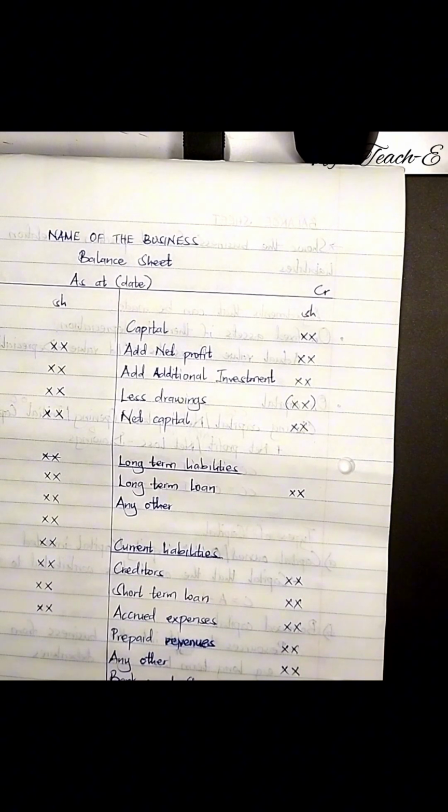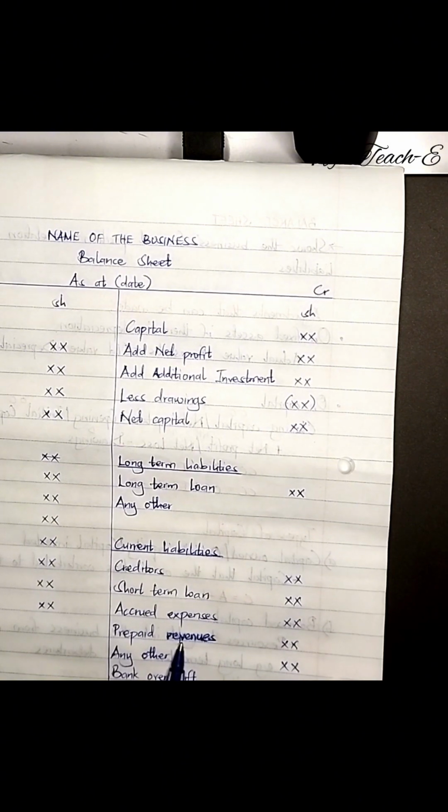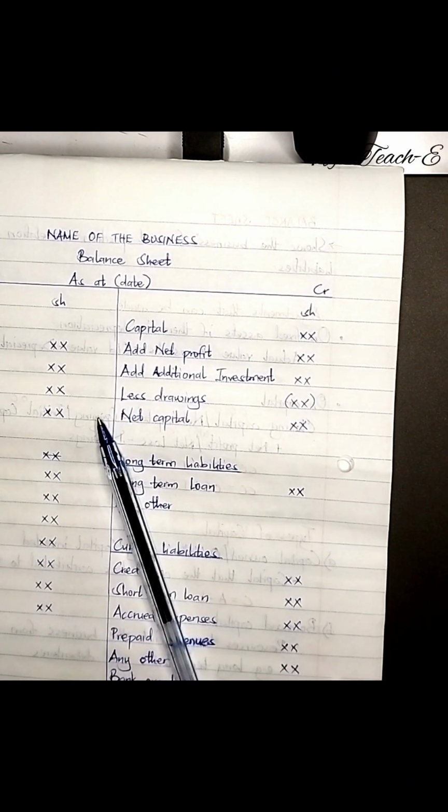What is a prepaid revenue? A prepaid revenue is money paid to the business for goods or services not yet delivered. We said prepaid expenses are for goods or services not yet received. Now, prepaid revenues are for goods or services not yet delivered. If, again, I go back to my business that sells pens.